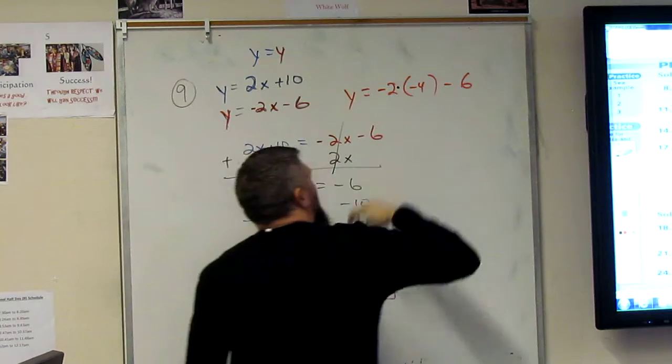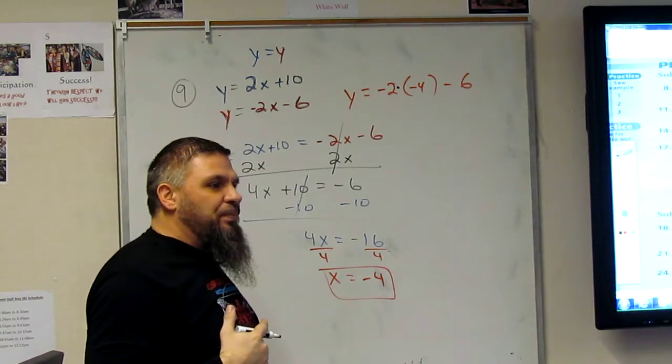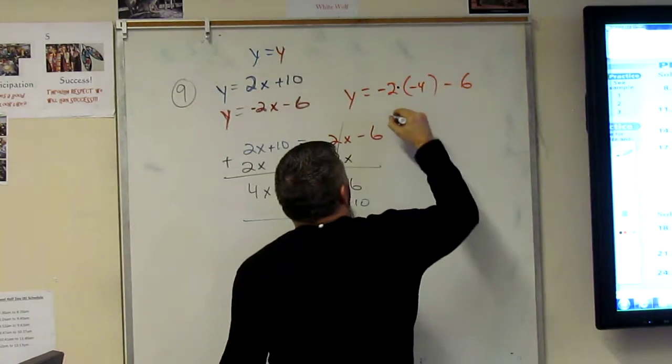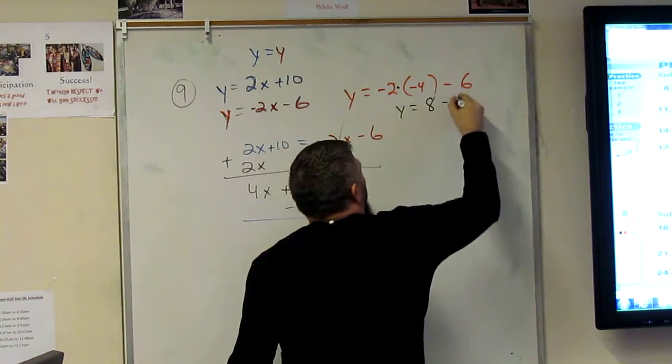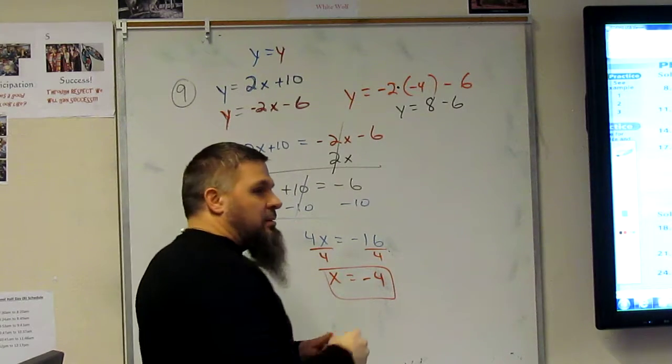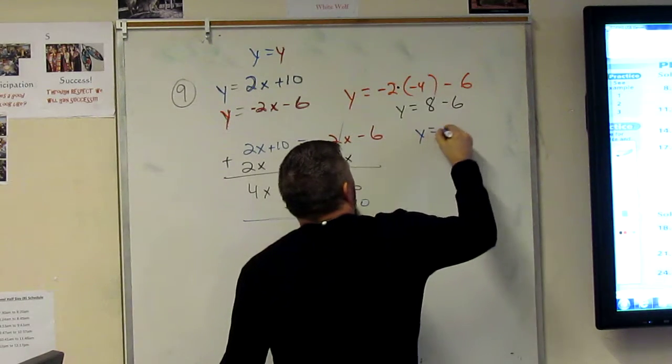Come on. Negative 2 times negative 4 is what? Positive 6. Positive, not 6. 8. So y is equal to 8 minus 6. What is 8 minus 6? 2. Y is equal to 2.